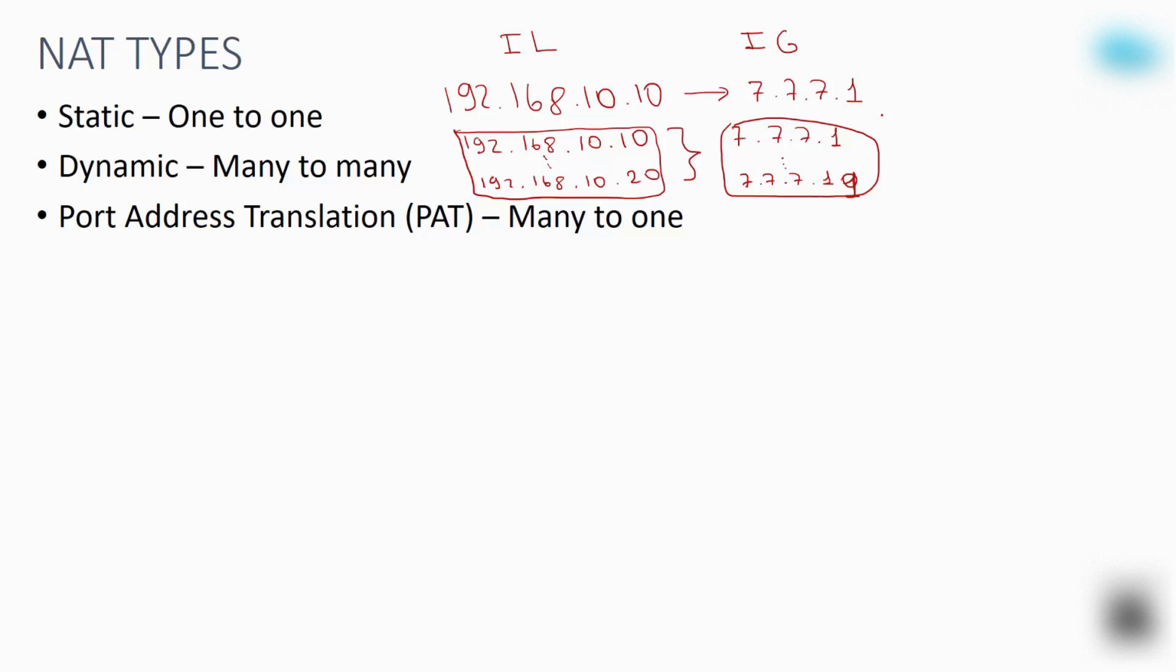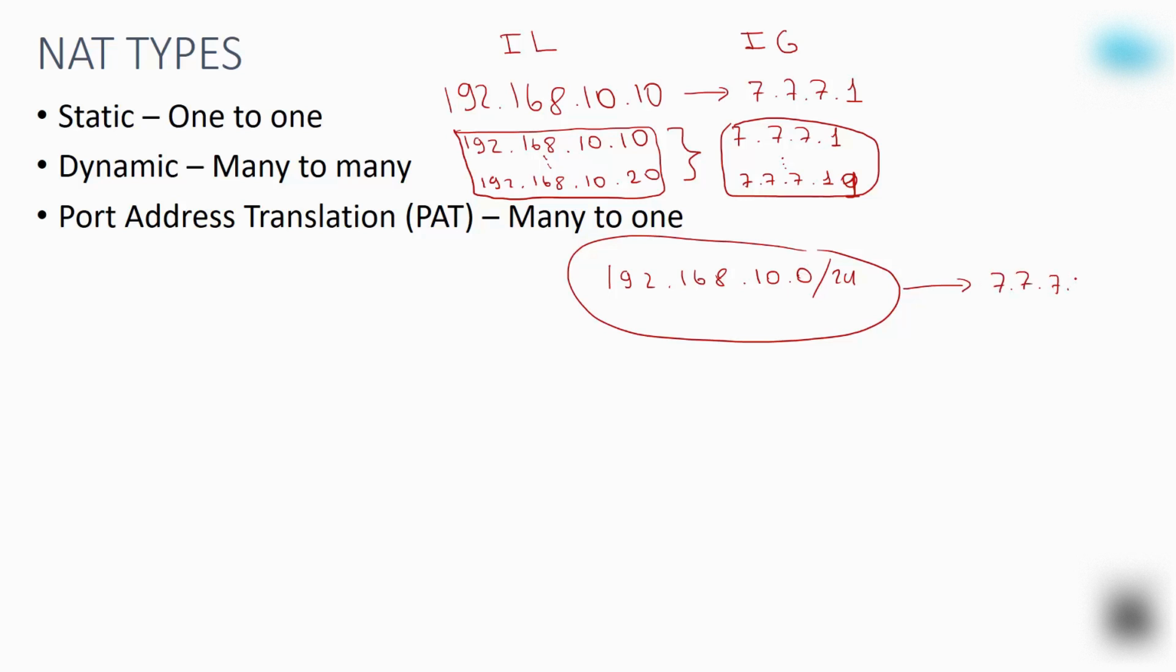And also we have the mostly used translation type. It is called port address translation, where you have many IP addresses, like a local area network with a prefix of 24, and you want to translate all these IP addresses into a single IP address which you have at your home, like this. Actually, a lot of customers who use the services of an internet service provider at home are using the NAT type called PAT, port address translation.